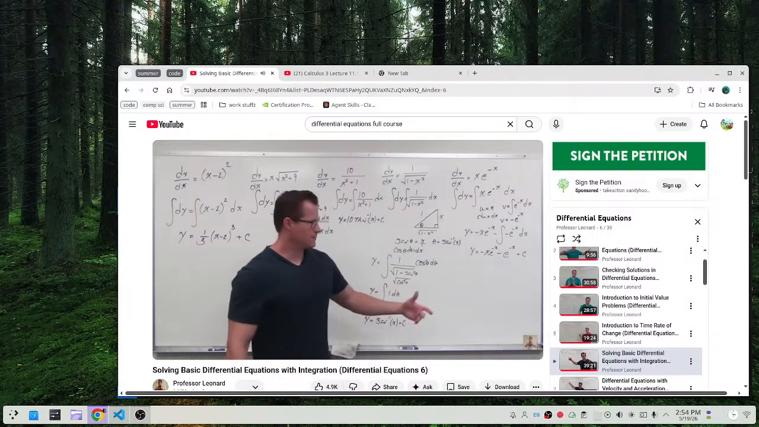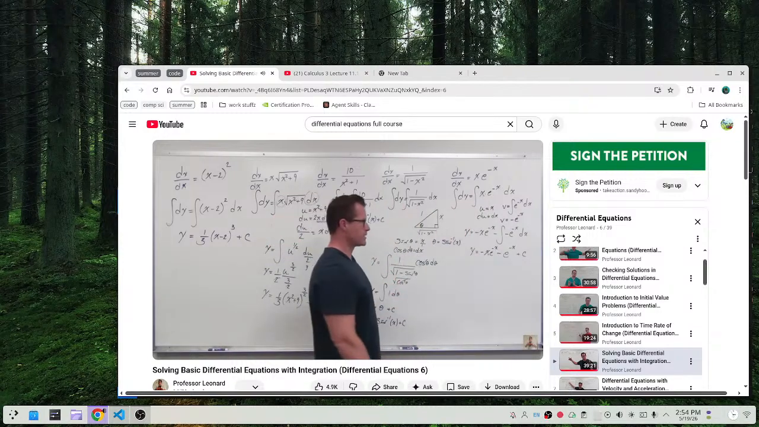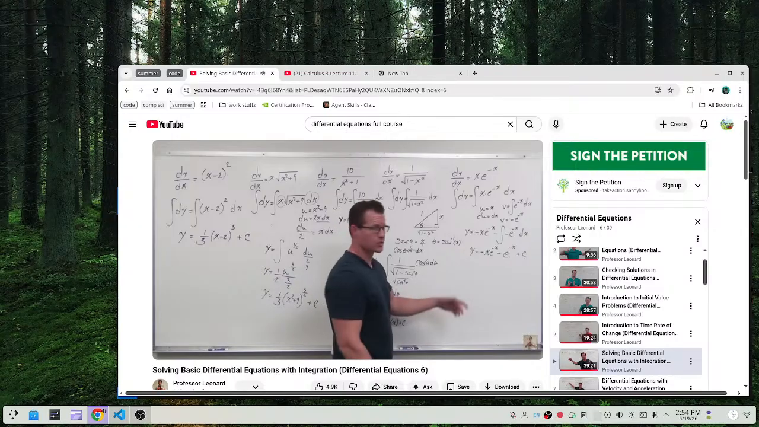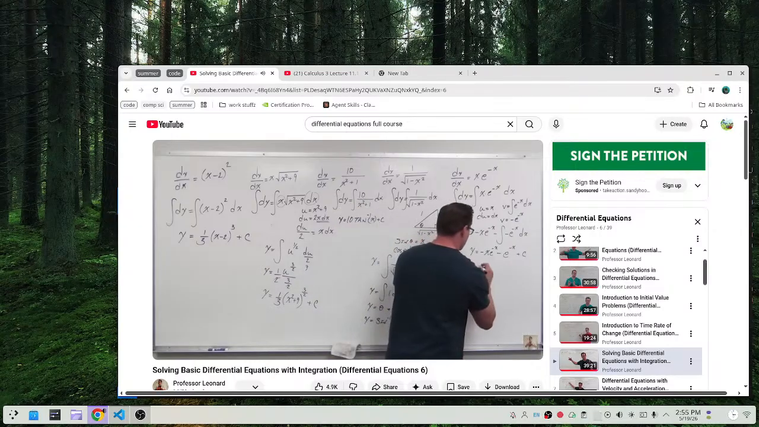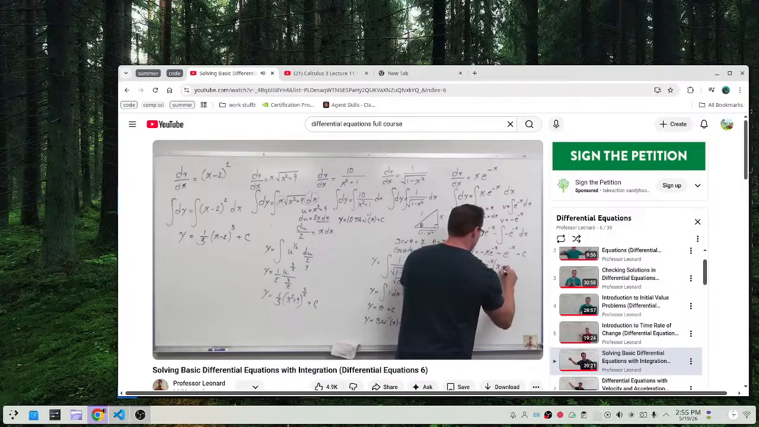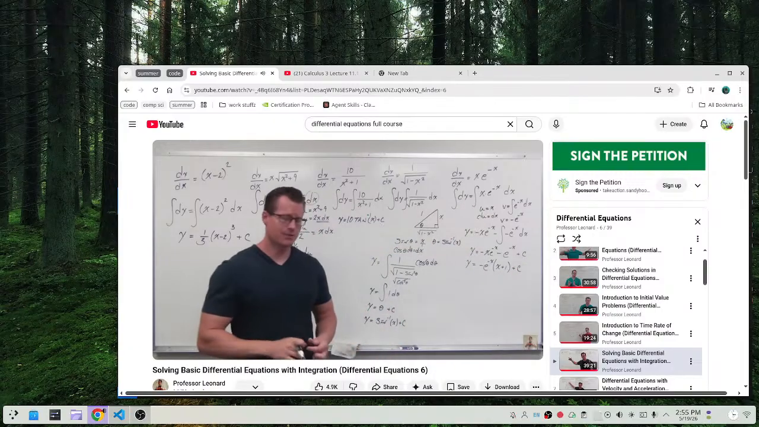Now we can start factoring out. If you want to factor out a negative e to the negative x, this thing looks pretty good that way. And what we have is a general solution.